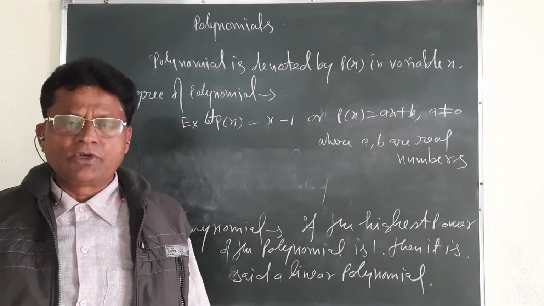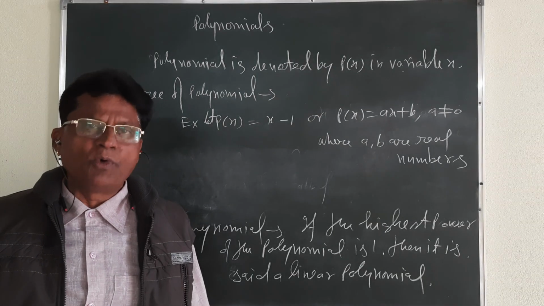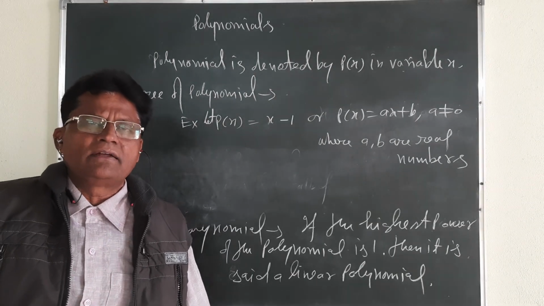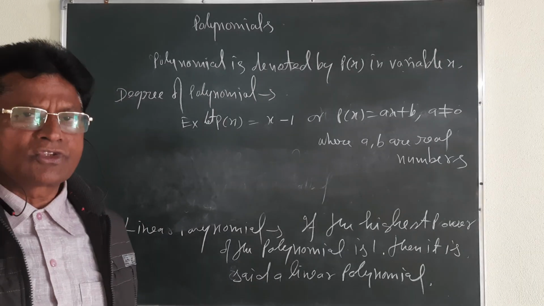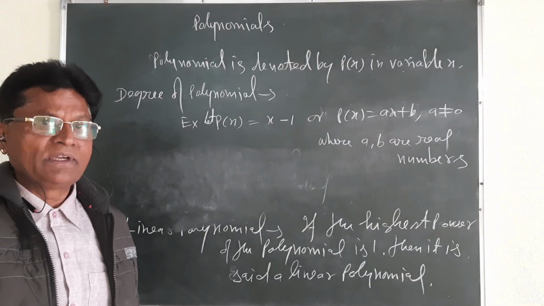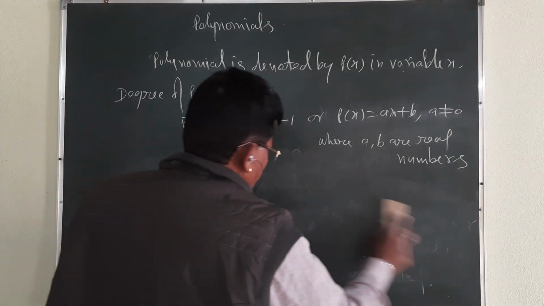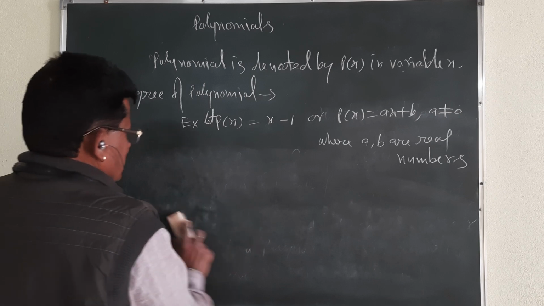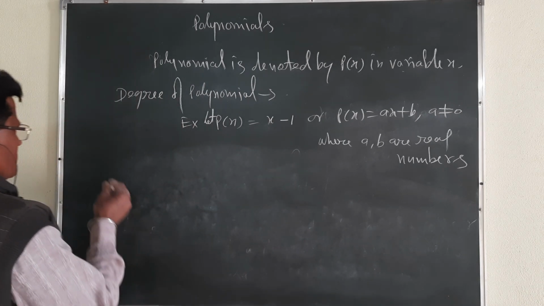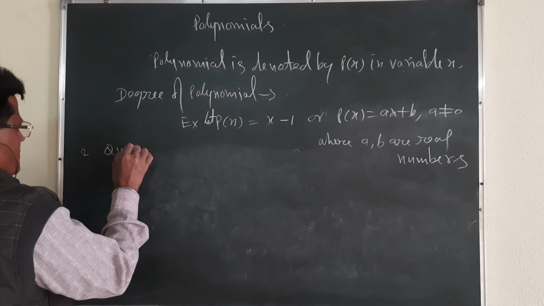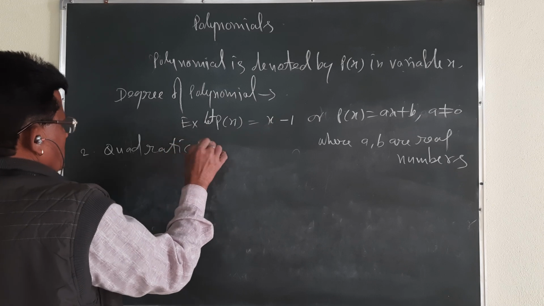Let me take the quadratic polynomial. Today I will first tell you the different types of polynomials, so that you will be familiar with them, and after that we will discuss the roots or the zeros of the polynomials. See here. Let me take the quadratic polynomial here. Number 2, quadratic polynomial.